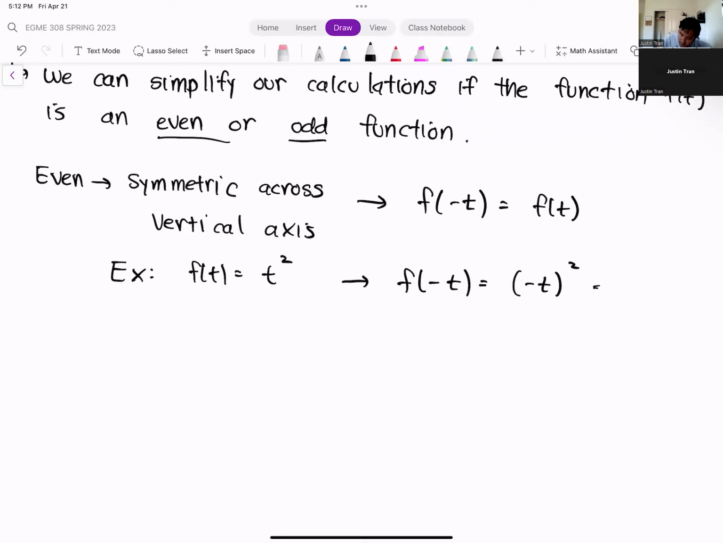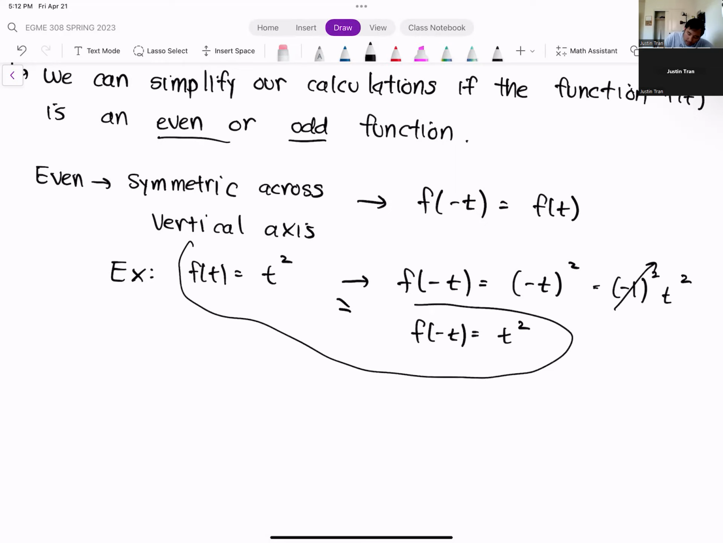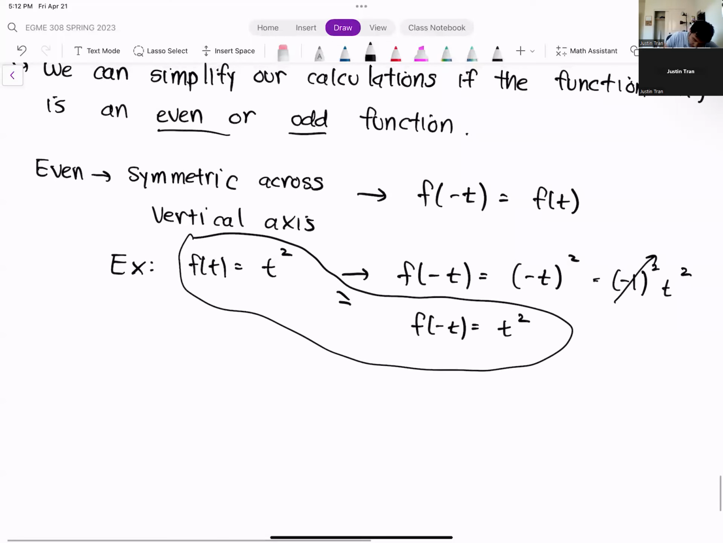If we break this apart, this gives us minus 1 squared times t squared, right? So minus 1 squared here is just 1. And so what we get is f of minus t is equal to t squared. So since these two are the same, we plugged in minus t into the equation and ended up with the same thing, we know that this is an even function.